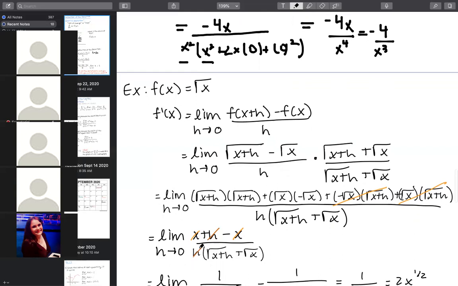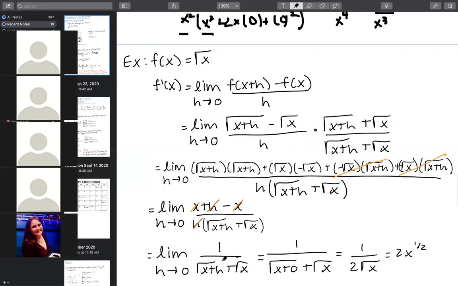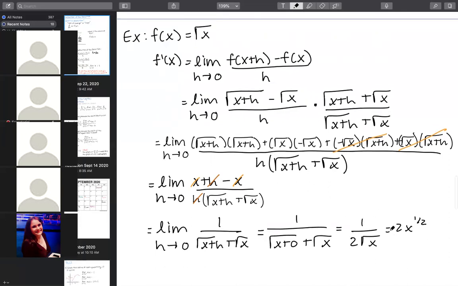So we're able to cancel that h with the denominator, and all we have left is the limit as h tends to 0 of 1 over the square root of x plus h plus the square root of x. Then we finally drop our limit symbols so that we can plug in 0, and we are left with 1 over 2 times the square root of x. This would be a perfectly fine answer, right here.